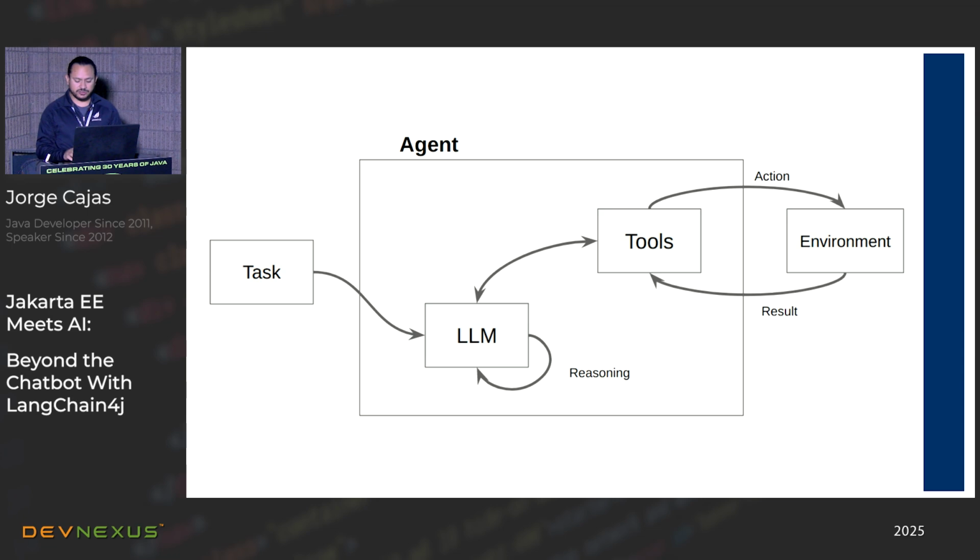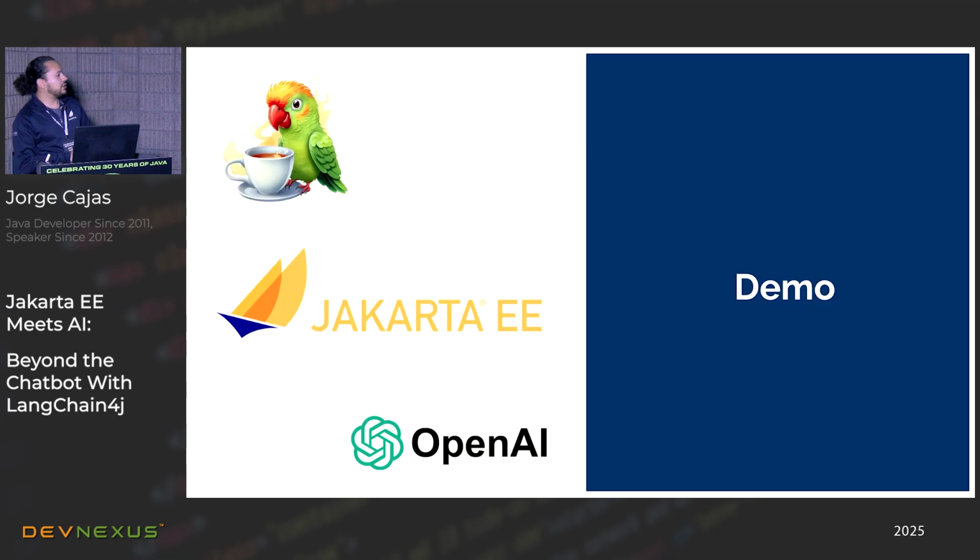We are going to see this in action. We are going to have some demo. We are going to use LangChain4j, Jakarta EE, and OpenAI as the LLM. So one takeaway of this session is that even though LangChain4j is not part of the specification, it plays very well with Jakarta. You don't need to rewrite your application. You don't need a new framework. You don't need something from scratch. If you already have an existing application, you can use LangChain4j to build something.